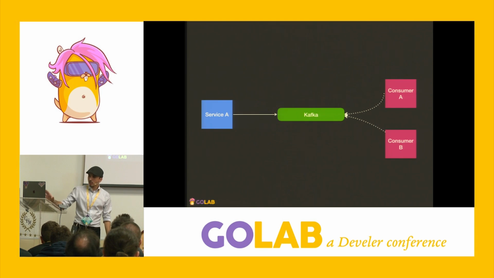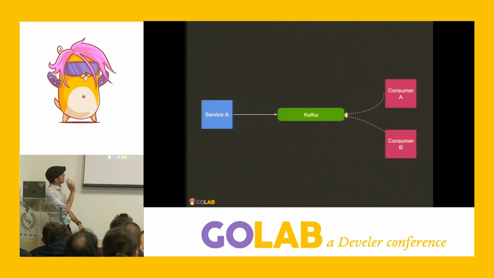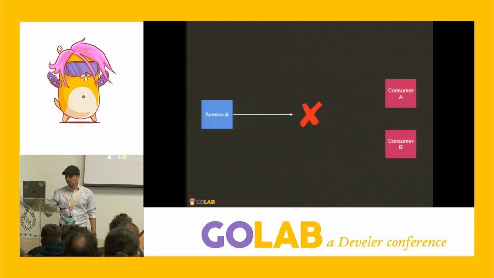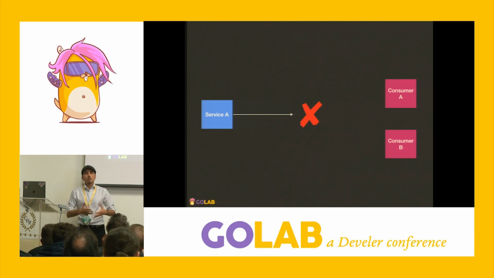So the outbox pattern, here's an example. You have a service A that actually publishes messages to Kafka, right? It's pretty common. And then you have consumer A and B. Cool. What happens if your Kafka goes down? You shouldn't, right? You should have a very resilient Kafka cluster. But it can go down for whatever reason. What do you actually do? How do you make sure that you don't lose these messages, right?